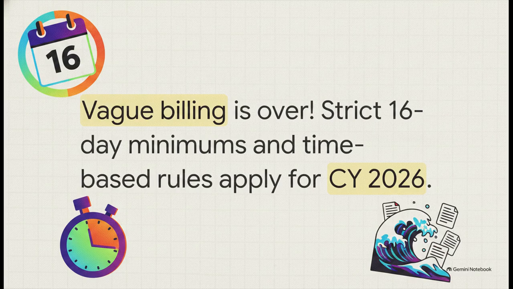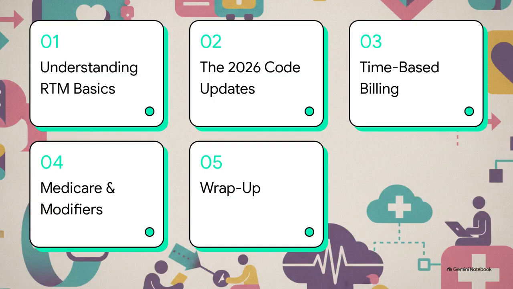The new guidelines introduce strict 16-day minimums, brand new time-based rules, and very specific constraints on how we even calculate a billing period. And trust me, if you miss these subtle details, you aren't just looking at a slap on the wrist. You are going to be facing an absolute tidal wave of claim denials. So here is our roadmap for today. We'll start with RTM basics, dive into the 2026 code updates, walk through the time-based billing guidelines, check out Medicare policy, and then wrap it all up.